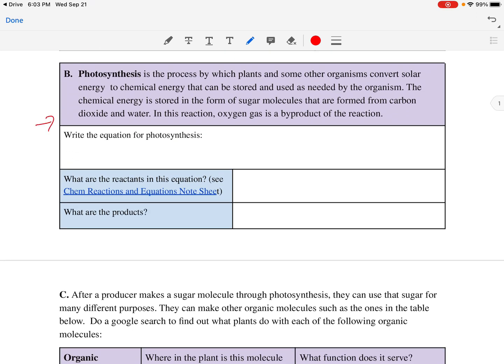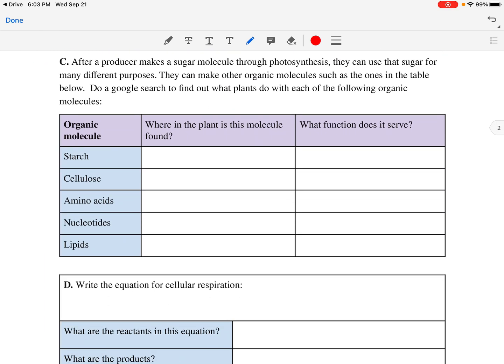Answering some questions about the photosynthesis equation. You can look back at old notes for that or the internet. Reminder of what reactants and products are in an equation. You can go back to these notes.